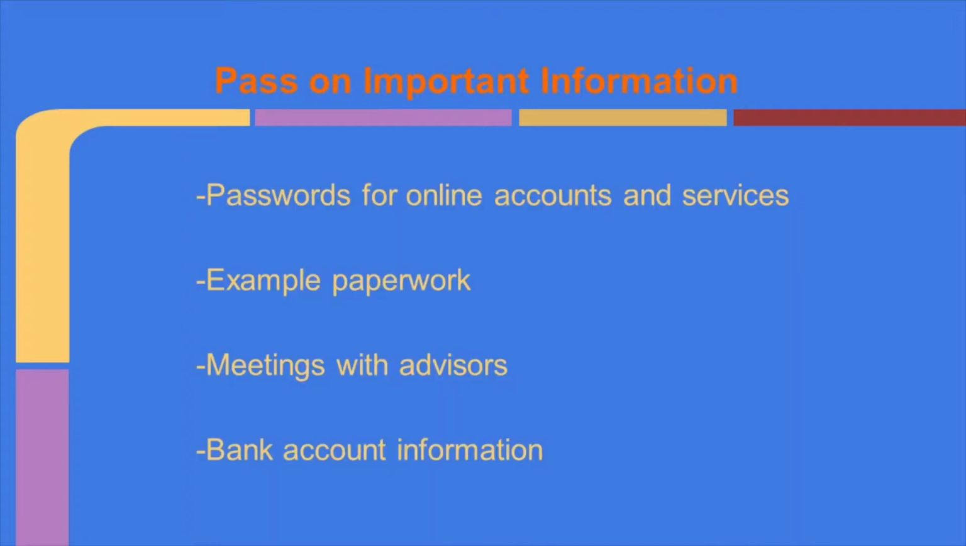Another big aspect of transitioning officers is passing on important information. Passwords for online accounts and services are important, so think about all the various emails, social media, and other accounts that you might use. You also might have forms and documents that you've used in the past. Make sure that your new officers have these documents so they don't have to start from scratch. Think about updates from meetings with your various advisors.